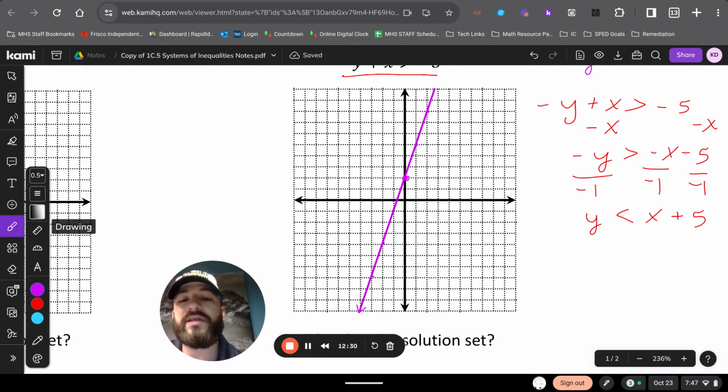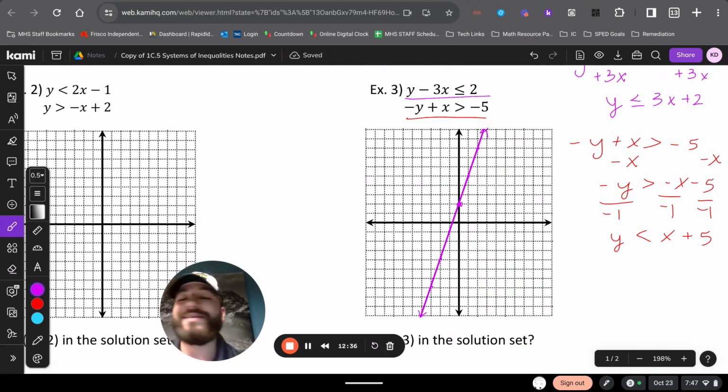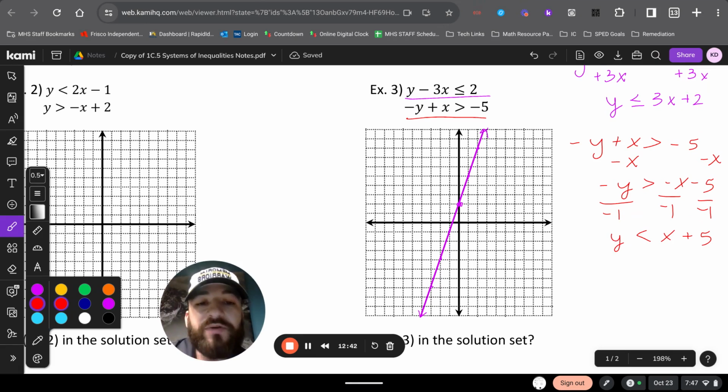And then, of course, it is a line, so add our arrows onto the end. And then let's go ahead and graph our other one. Y is less than x plus 5, so y-intercept of 5. 1, 2, 3, 4, 5. And then 1x, so our slope is 1 over 1. And we can just repeat that pattern to get some more points.